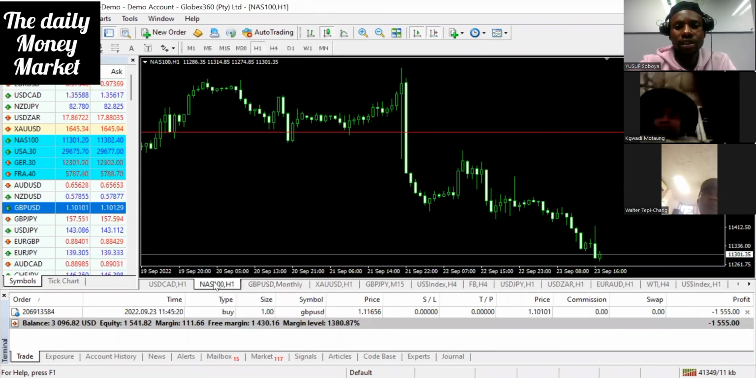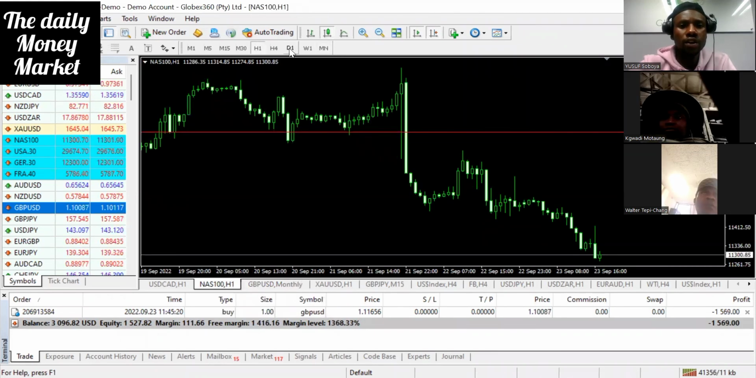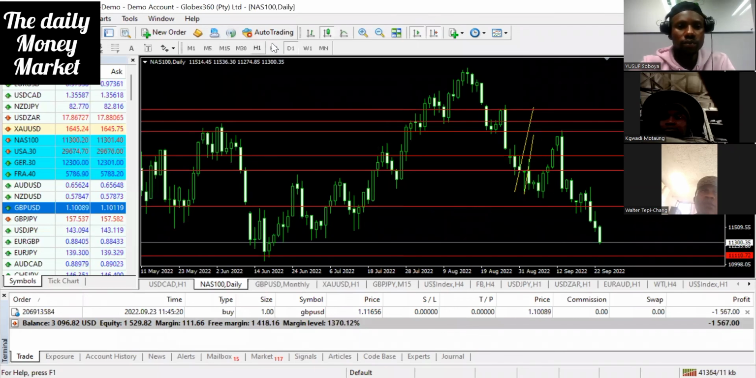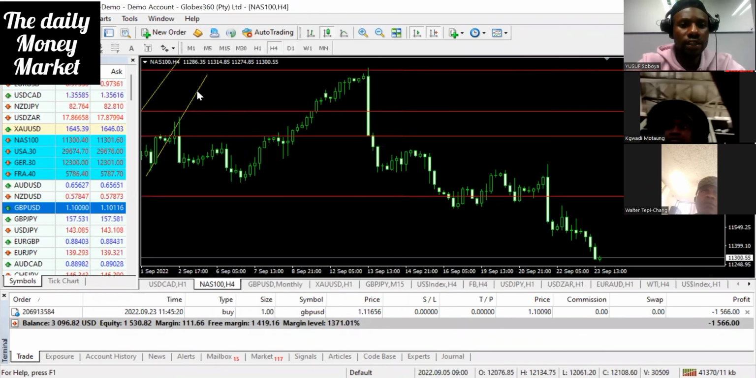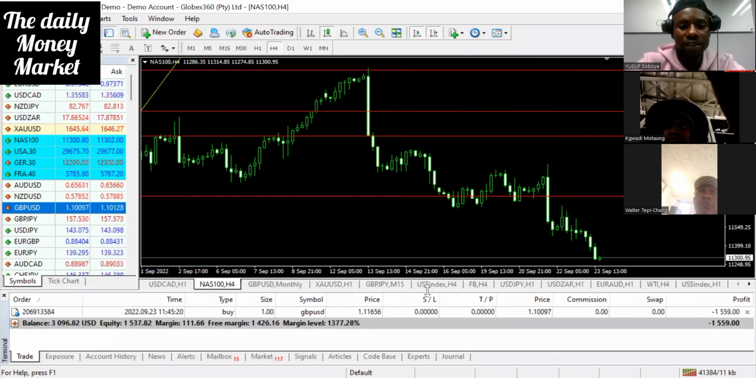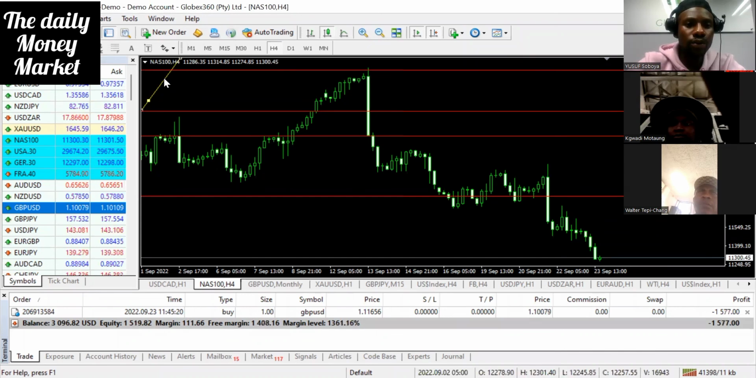So let's see if we can find this on the Nasdaq, because obviously the Nasdaq is one of the highest volatility instruments. It can become overbought and oversold at any time.